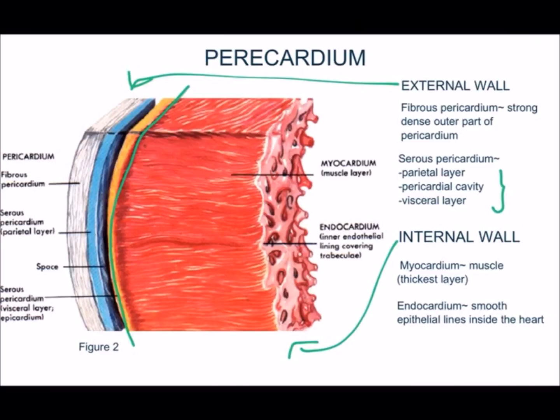The internal layer of the pericardium is made up of the myocardium, which is the muscle layer, and this is the thickest of all the 3 layers. We then have the endocardium, which is the smooth epithelial lining inside of the heart. This covers the surface of the heart and continues on as the epithelium in the blood vessels.